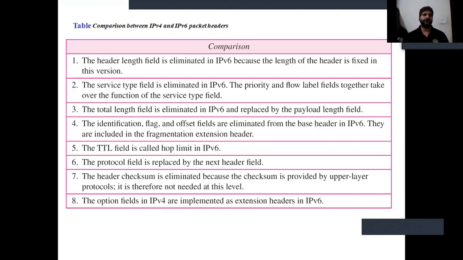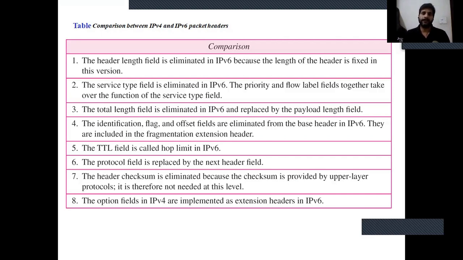So some basic differences between IPv4 and IPv6 packets are like that. The header length field is eliminated in IPv6 because the length of the header is fixed in this version. The service type field is eliminated in IPv6. The priority and flow label fields together take over the function of the service type field. Third, the total length field is eliminated in IPv6 and replaced by the payload length field. The identification, flag and offset fields are eliminated from the base header in IPv6. They are included in the fragmentation extension header.